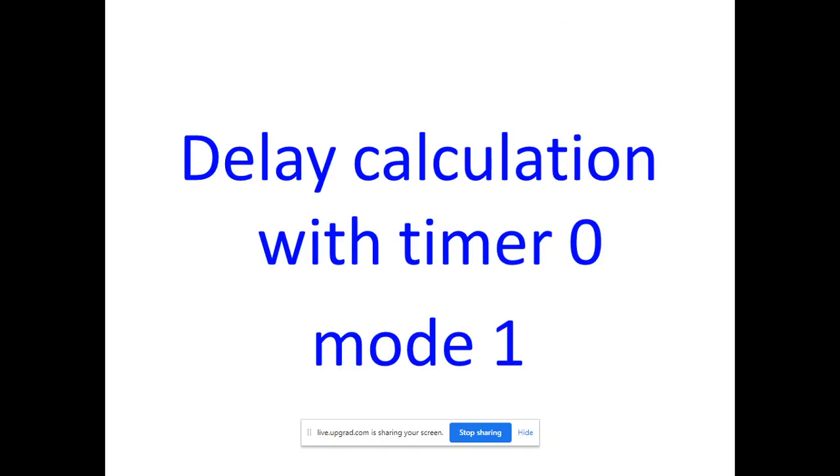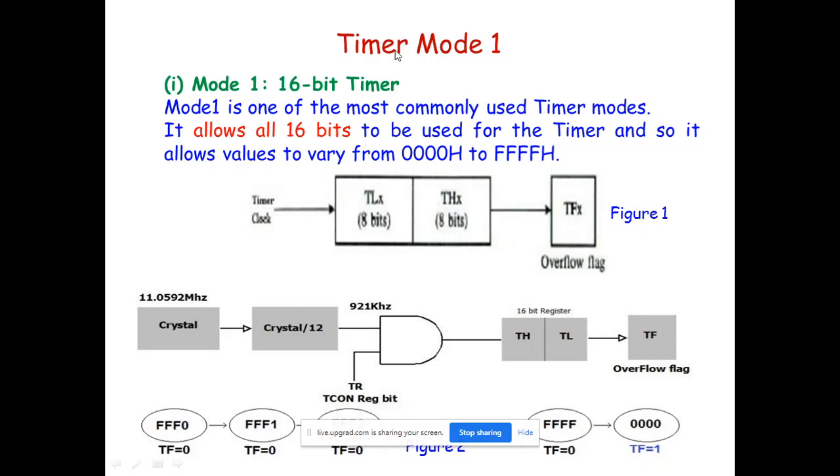After the interrupt arises, now we know the delay calculation with timer 0, mode 1. Let us recall that. In timer 0, mode 1, mode 1 is a 16-bit timer. It varies from 0000 to FFFF. This timer has two sections, a lower byte and a higher byte, where X is either 0 or 1. In our problem statement they are mentioning timer 0, and that's why it is TL0 and TH0.